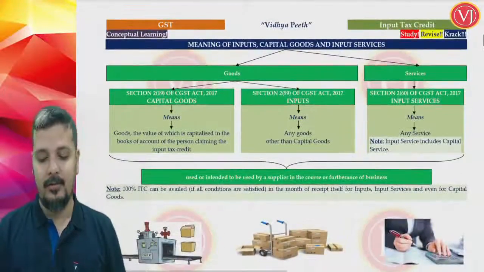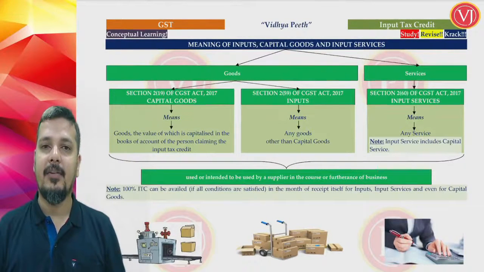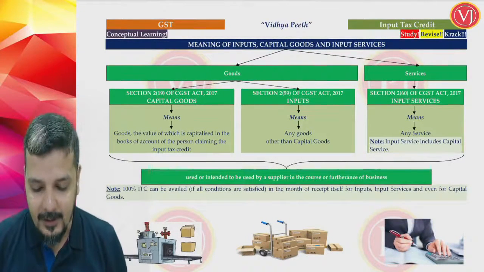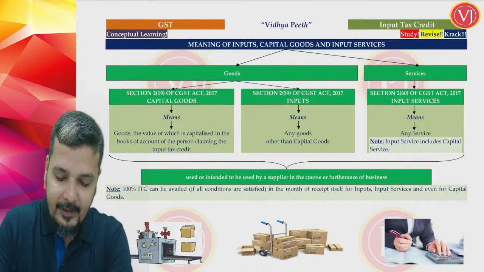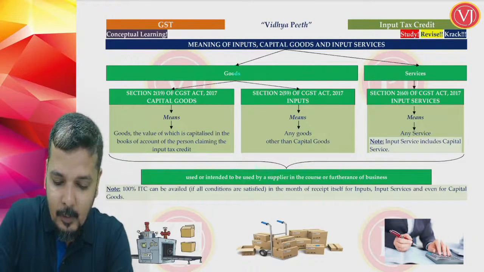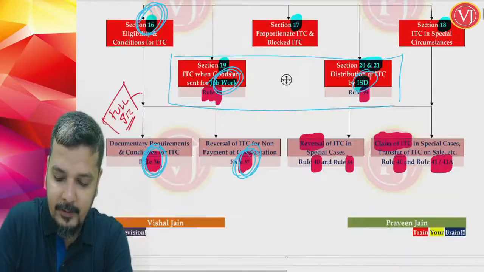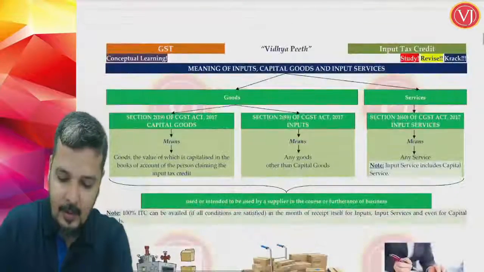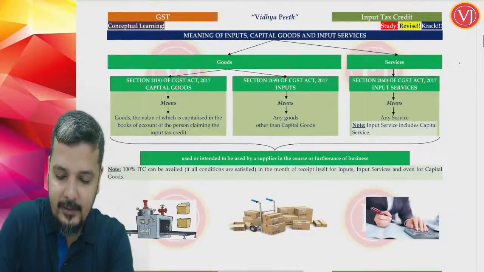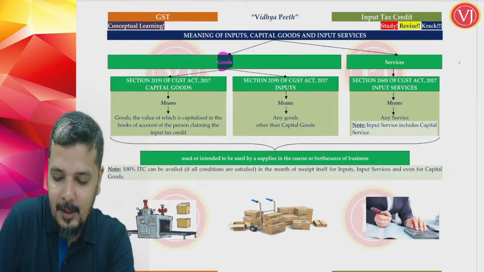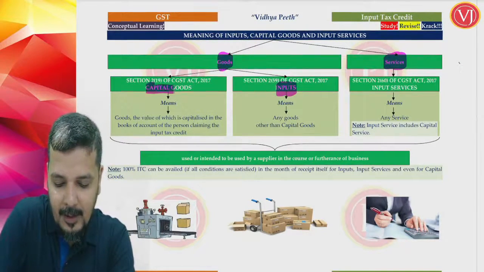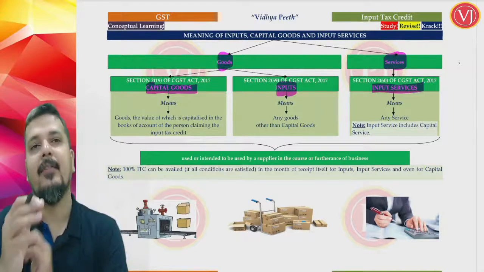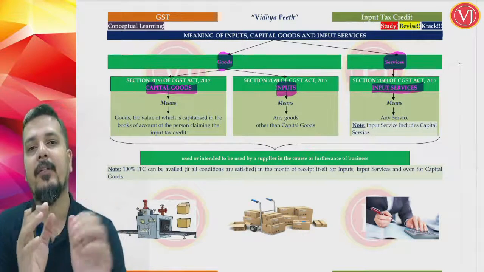Now moving on to the definitions. We'll start with the definitions of the terms that are going to be used in this chapter. Now, friends, first let us understand what is goods and what is services. Only when you understand what is goods and what is services, we can see what you mean by inputs, what you mean by capital goods, and what you mean by input services. As discussed, all the definitions which are relevant will be discussed only in section 2.